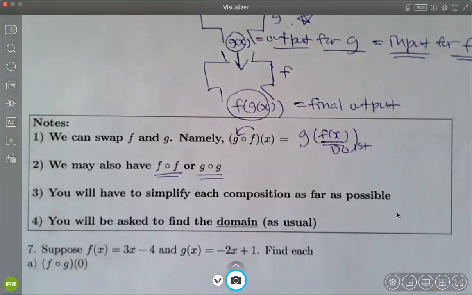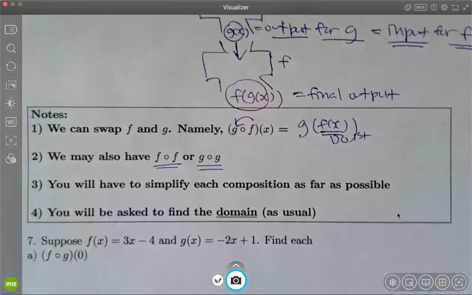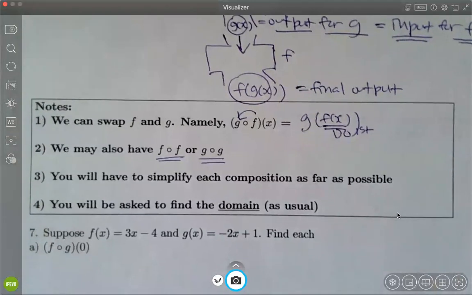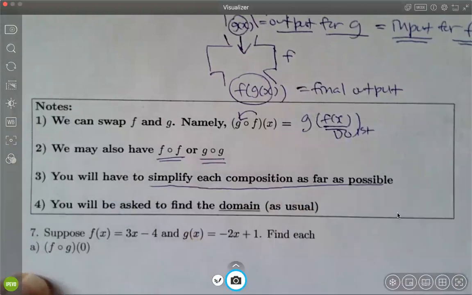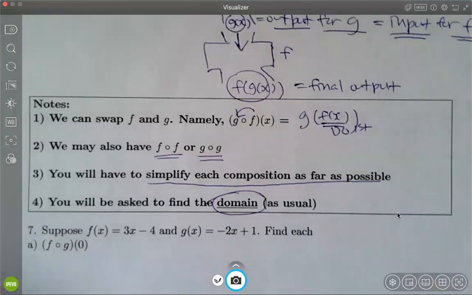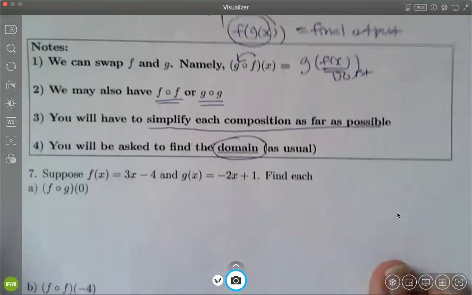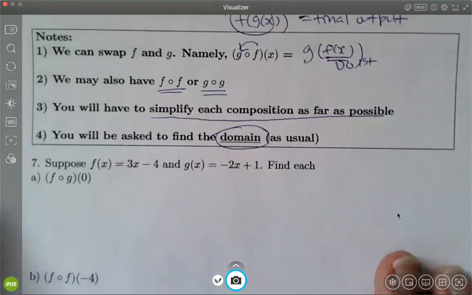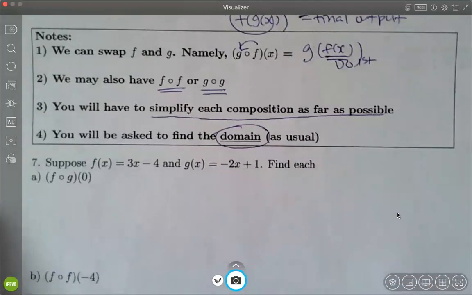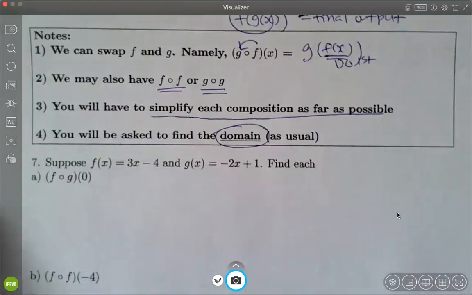Anyways, now, just like the product, quotient, sum, and difference functions, you have to simplify each composition function as far as possible, and you'll be finding the domain as well. Same thing as before. So let's look at the following problems. Suppose f is 3x minus 4 and g is negative 2x plus 1. Find the following. f circle g of 0.